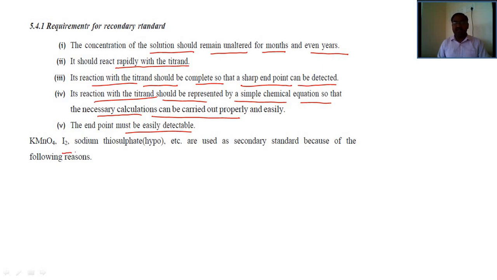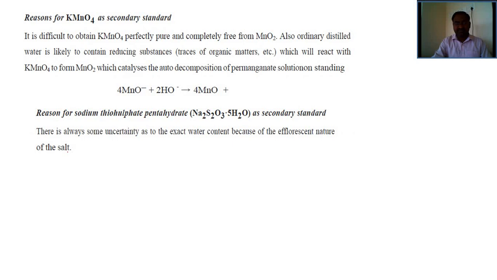Potassium permanganate, iodine, sodium thiosulfate. Generally, these are all secondary standards because of the following reasons. Why does potassium permanganate act as a secondary standard solution?